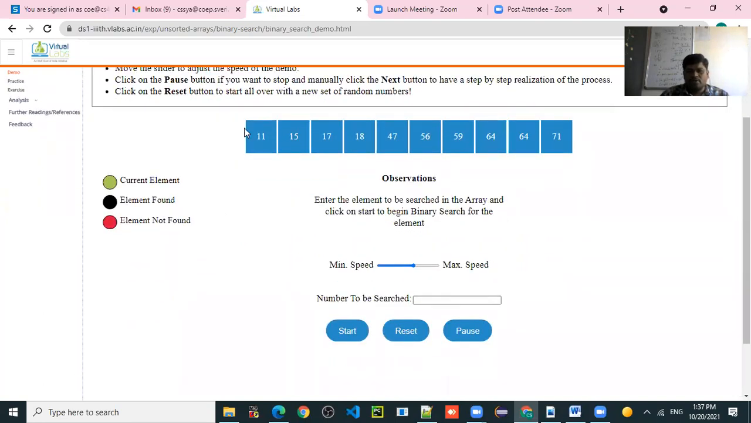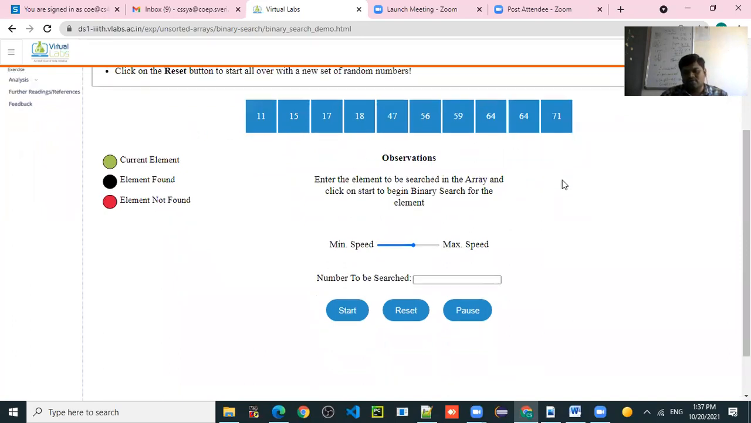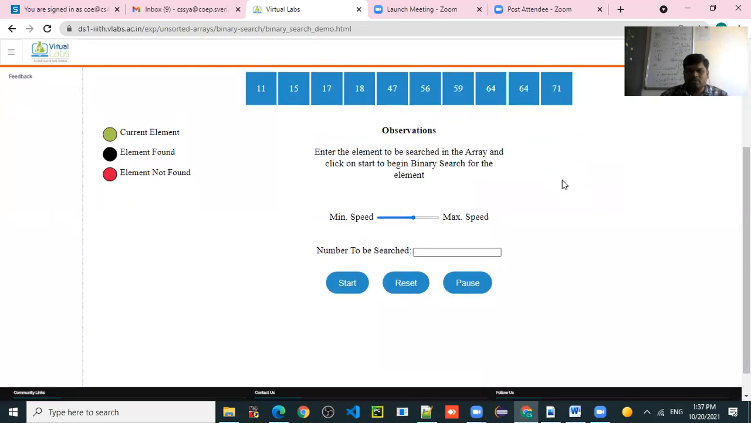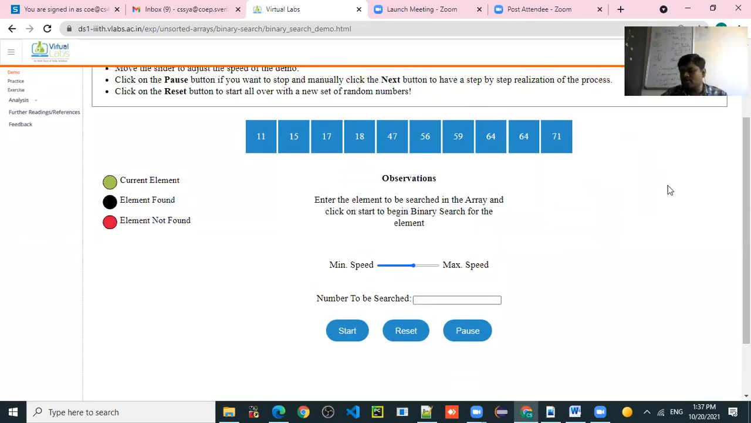Now here, this is the list, but is this list in the sorted order or unsorted order?